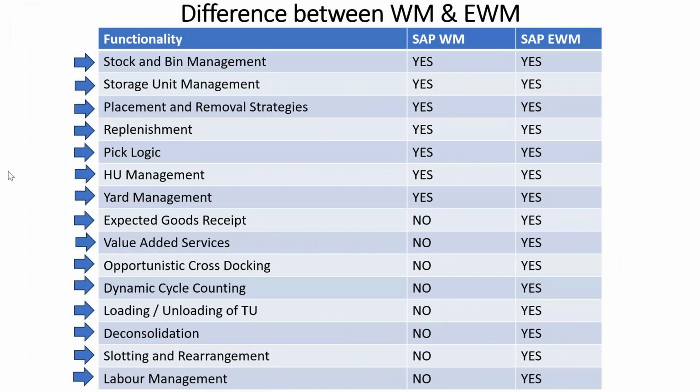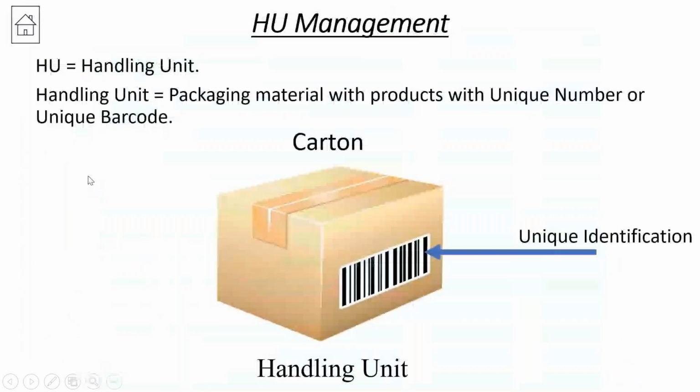And there is one more concept called HU management. HU management is nothing but packaging material with unique identification or barcode. Unique identification or barcode is called a handling unit. With the help of these handling units and barcodes, we can easily scan the products and track the products in the warehouse. A handling unit is nothing but the packaging material with products with a unique number or unique barcode.